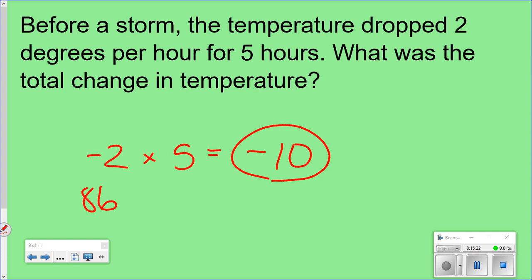Seriously, look for keywords. Because most likely, since we're multiplying integers, something in your story problem is going to be negative. Keywords: lose, dropped, decreased, fell out, things like that. Difference would be subtraction, so no difference today. Okay? All right, a few more things I want to talk about.